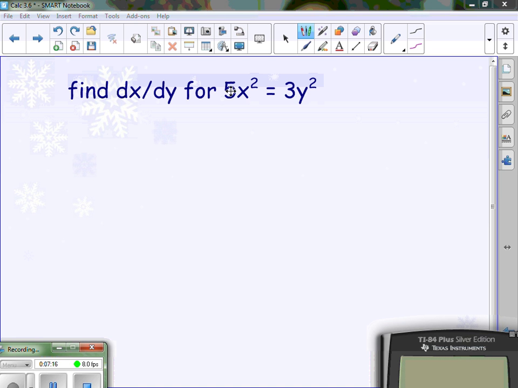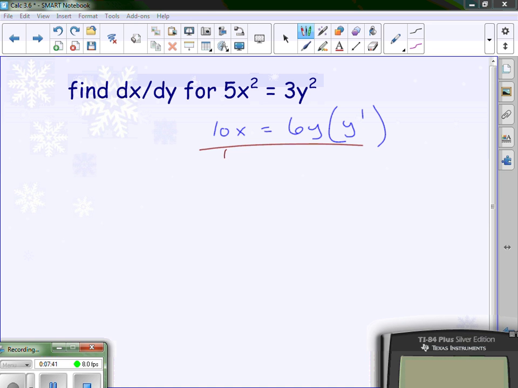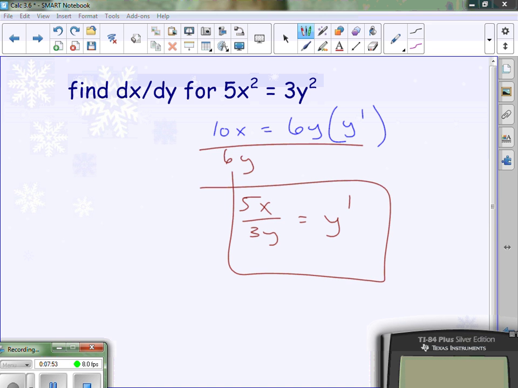I'm going to take the derivative of this, which is 10x. The derivative of this, 6y, y prime. It doesn't matter if you want to put them in parentheses. A couple of you were saying put that one in parentheses. Now you need to get y prime by itself. Divide by 6y. If I divide by 6y, 10 over 6 is 5x over 3y is what y prime is. And that's your answer.